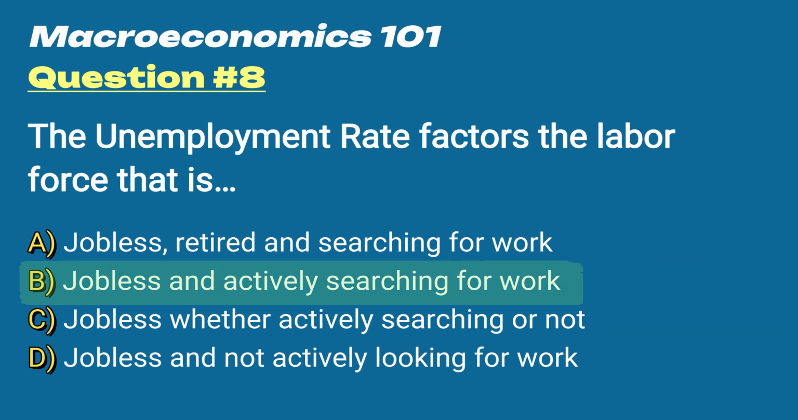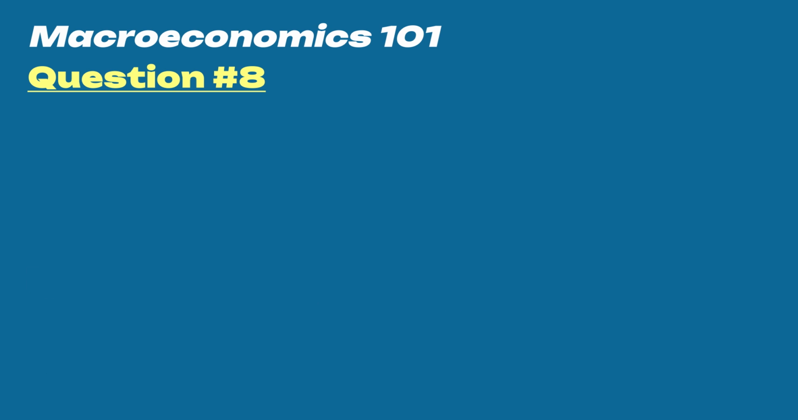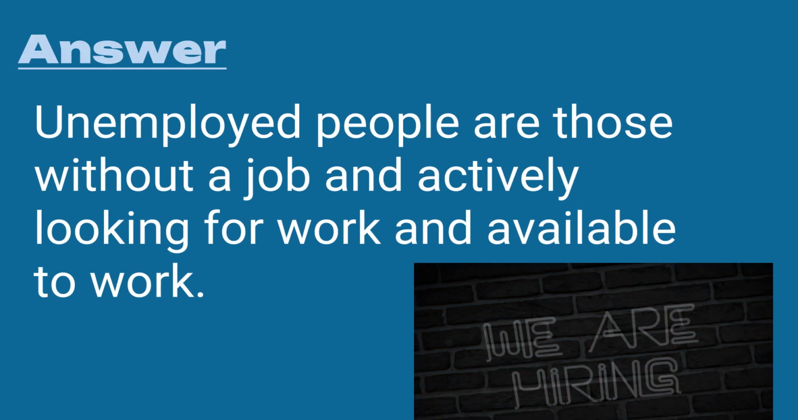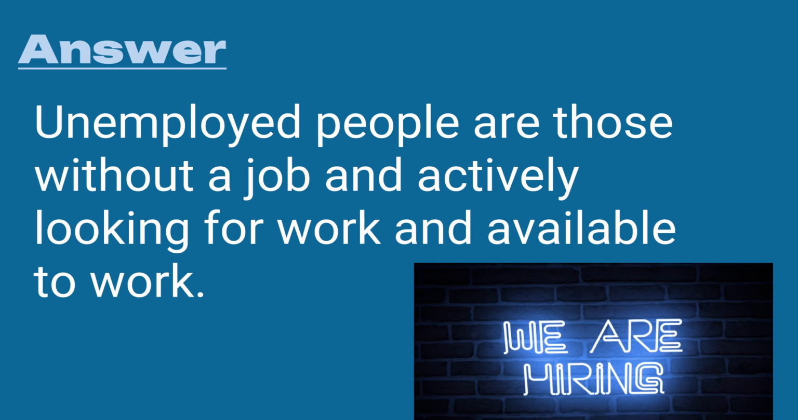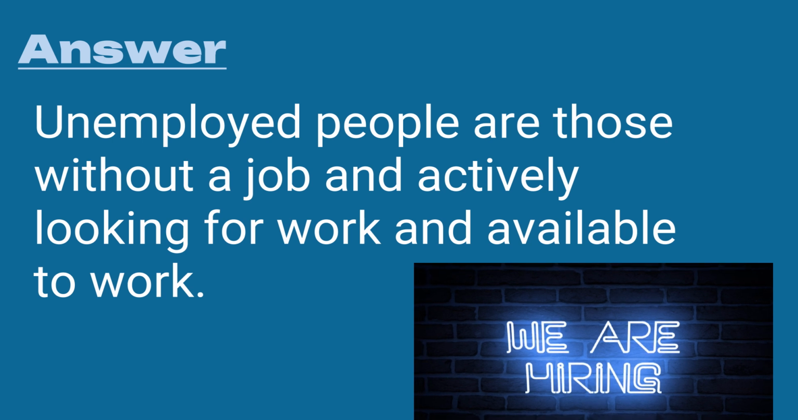The answer is B, jobless and actively searching for work. Unemployed people are those without a job and actively looking for work and available to work.